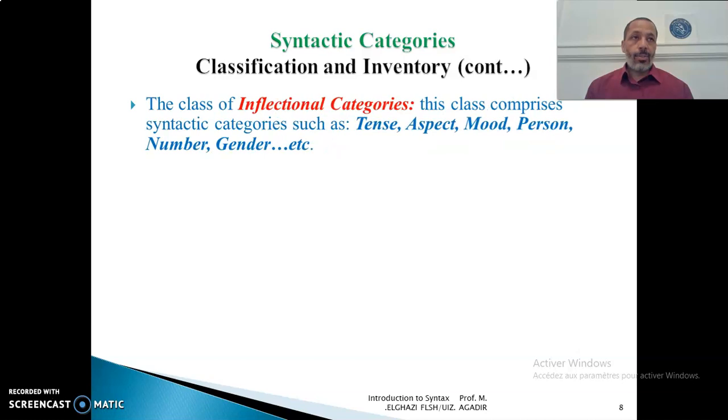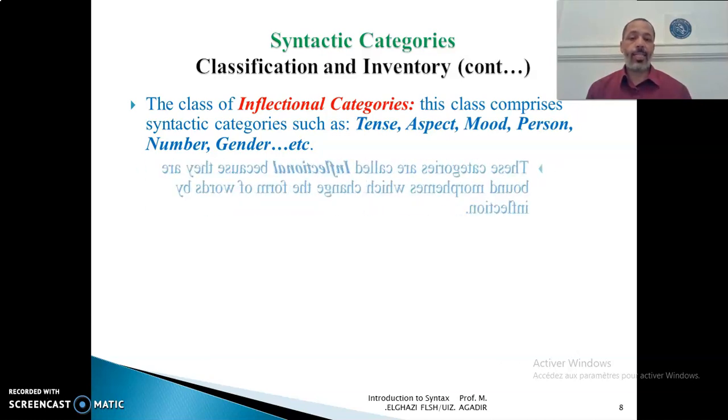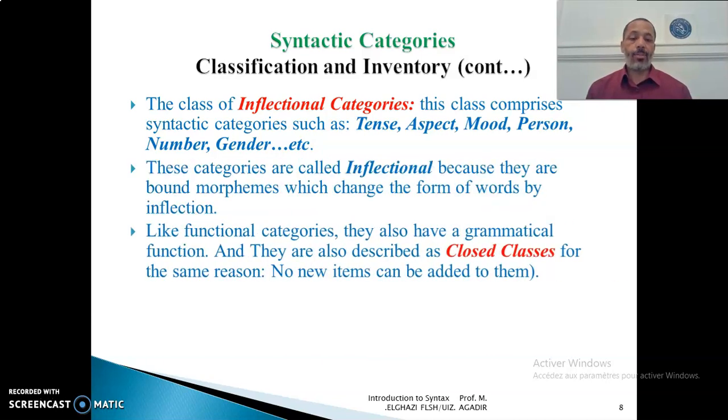The third class is called the class of inflectional categories. This is a very recent classification. This class comprises syntactic categories such as tense, aspect, mood, person, number, gender, etc. These categories are called inflectional. Why? Because they are bound morphemes which change the form of the words by inflection. And I emphasize the expression: they change the form of words, but not the meaning, by inflection.